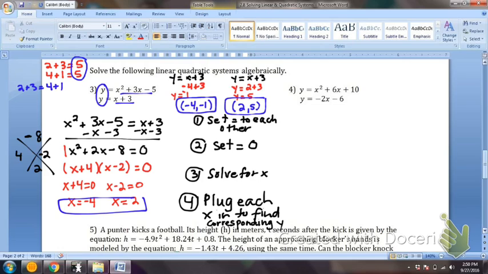Okay? I would like you to try number 4, please, using these steps. I'm going to be quiet and let you work. If you need help, I'll be writing it on the board, but I want you to try to do it on your own. We have the 4 steps laid out for us.